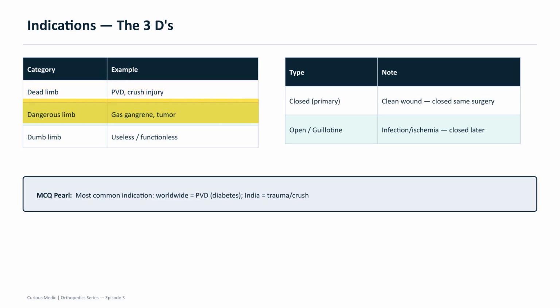The second is a dangerous limb. The limb poses a threat to the patient's life if kept. Gas gangrene is a classic example. The infection will kill the patient if the limb is not removed. Malignant tumors of the limb also fall here.